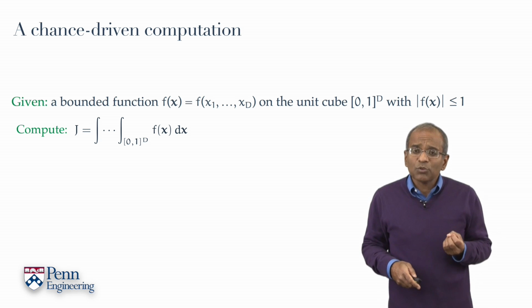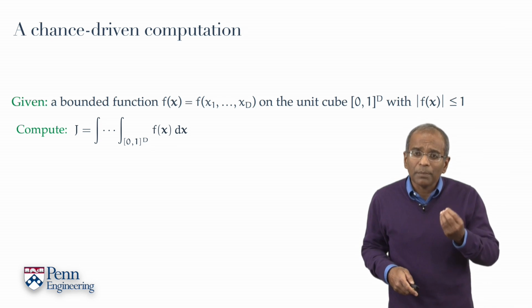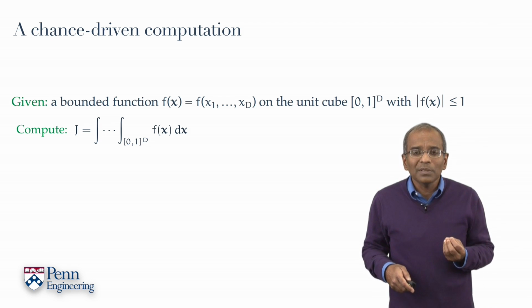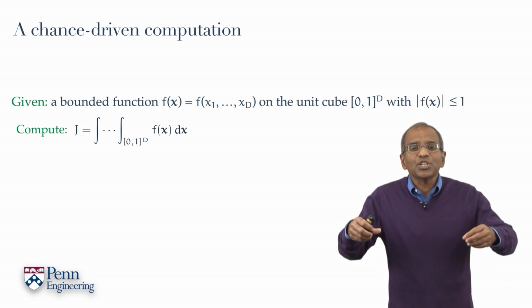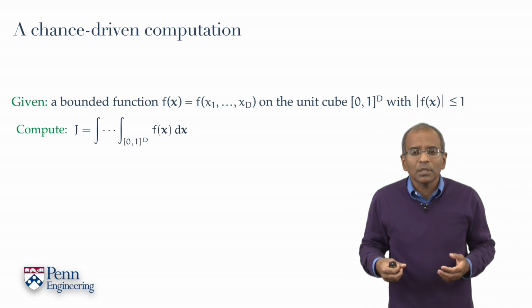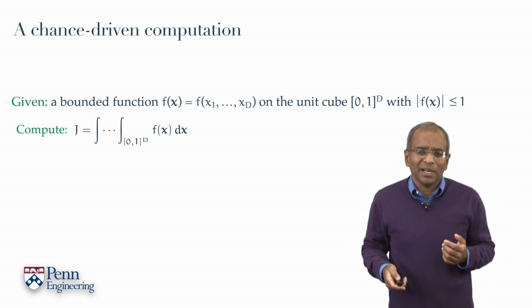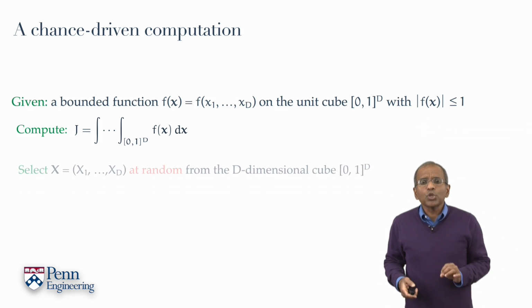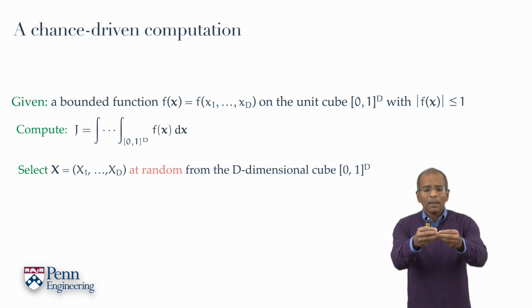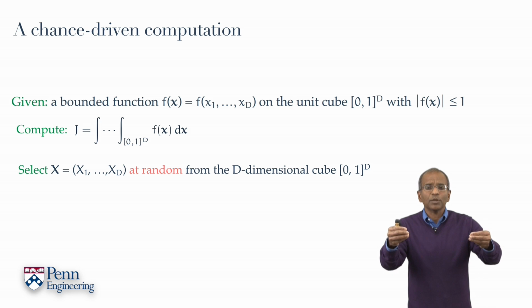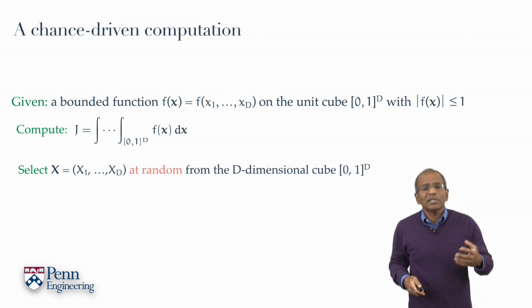The idea that was proposed by Fermi, von Neumann, and Ulam was to try a chance-driven computation. Take a gamble, they said. What does that mean? So suppose we start by picking a collection of d variables by sampling at random from the d-dimensional cube. What does this mean?